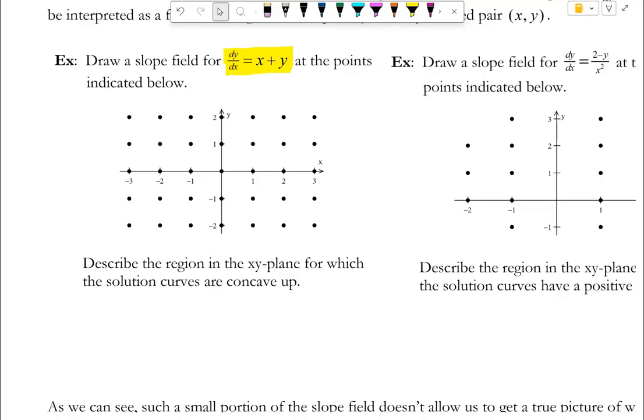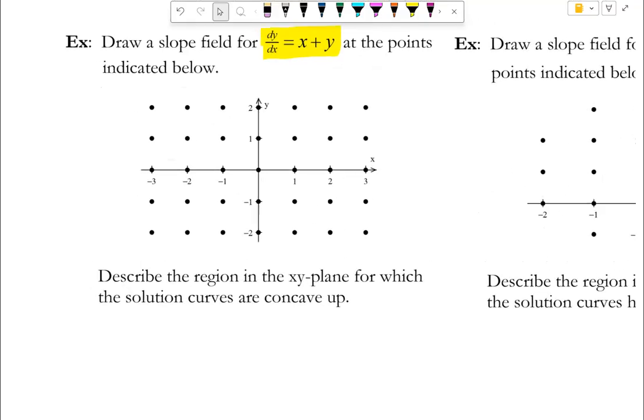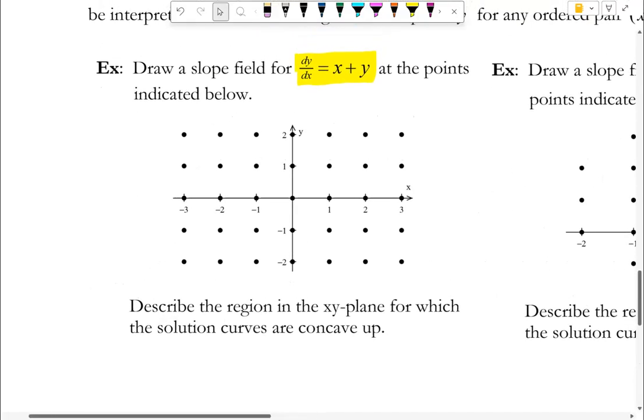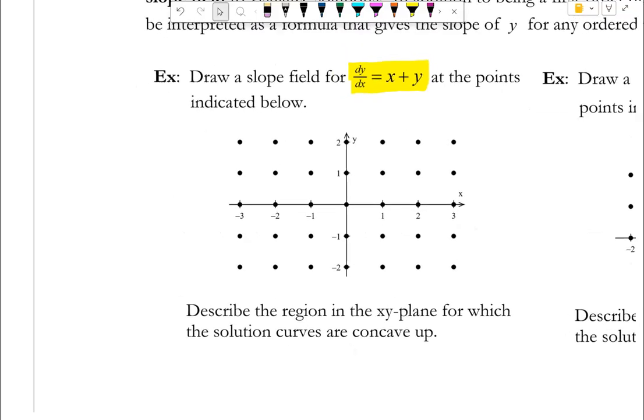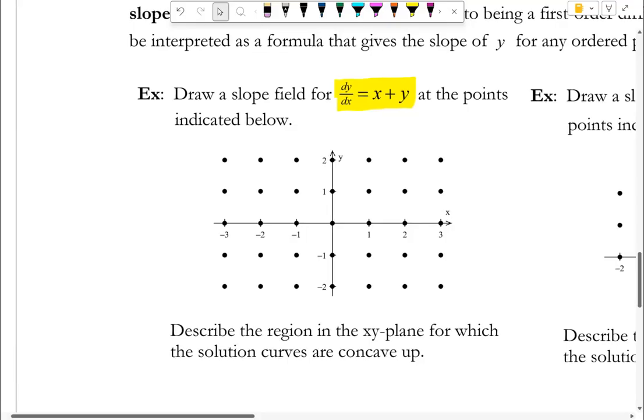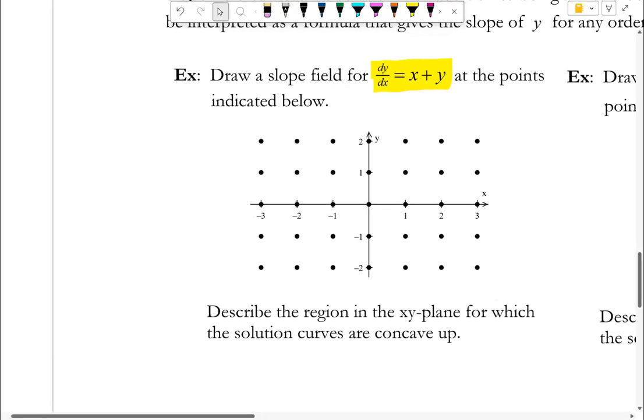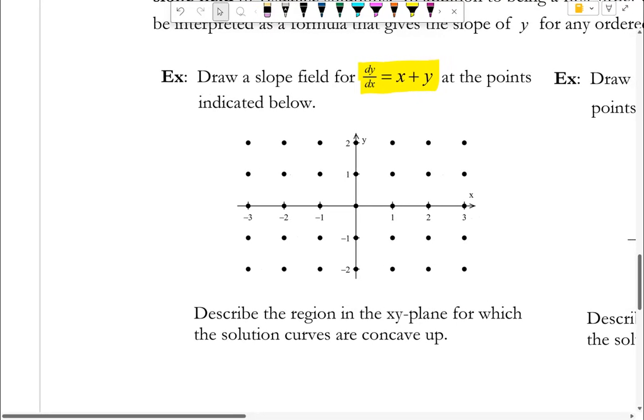So when I go to find my slope for any x plus y combination, I'm just going to add x plus y, and that would give me the slope of the curve at that particular point. And again, the curve is a solution to the differential equation. This is its derivative. So the strategy that I'm going to use, and this first one's tedious, there's a lot of points. Typically, if we have to do this on an AP exam, we don't have to do it at so many points. I'm going to make a table.